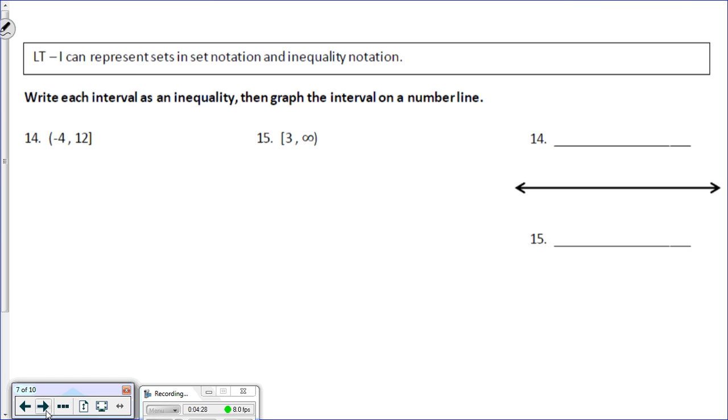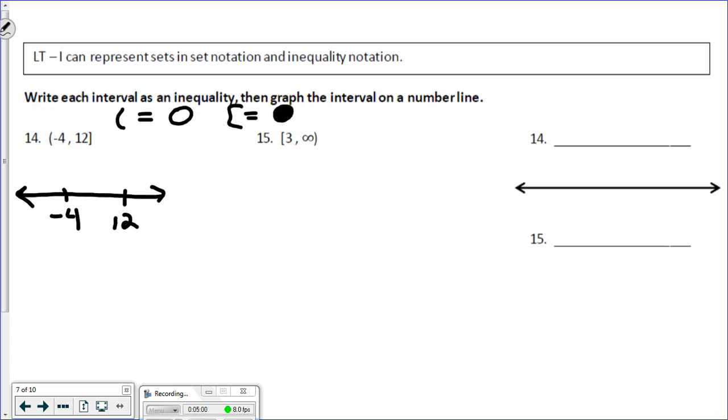14. We need to write each interval as an inequality and then graph it on the number line. So things to remember. Parenthesis equals open circle. Bracket is a closed circle. When you graph infinity, you graph and shade the arrow to know you're going off into infinity. So like in number 15. So I like to graph first and then write my inequality. So I'm going to label -4 and 12. I have an open circle at -4, and I have a closed circle at 12.